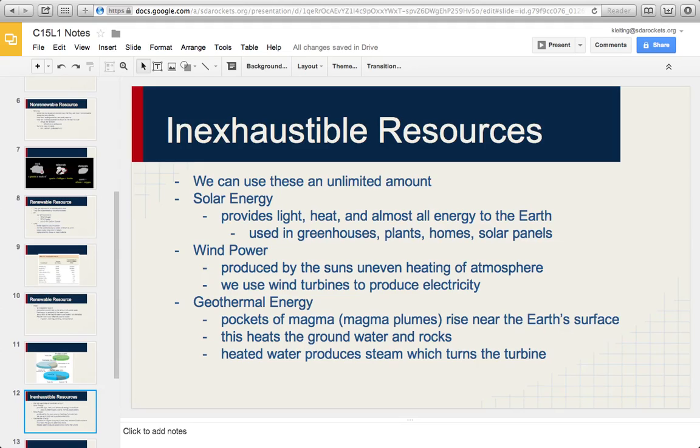Next is going to be geothermal energy. We use the pockets of magma, or called magma plumes, is how you pronounce that word, plumes, rise near the Earth's surface. This heats the groundwater and the rocks. The heated water produces steam, which is what we use to power our turbines. When we talked about coal and natural gas, we talked about using the steam off of burning those things to power turbines. So here we're not having to burn something. We're harnessing the magma's energy within the earth to do that.